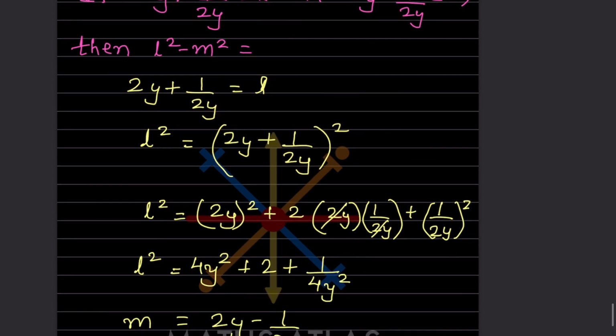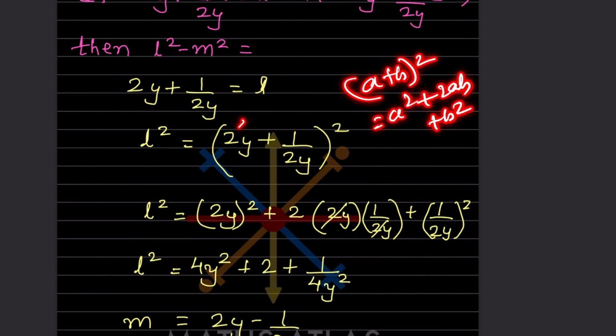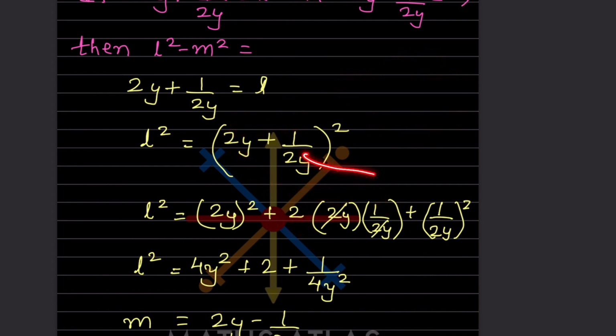Now what we can do here is square both the sides. I took this one and squared both the sides. Now after squaring, you know this is in the form of (a + b) whole square, and the formula for that is a square plus 2ab plus b square. So this is a, this is b. So a square means (2y) square, plus 2 times a times b, plus b square.